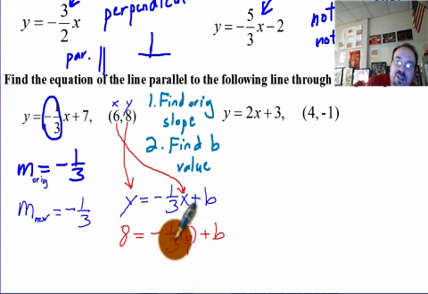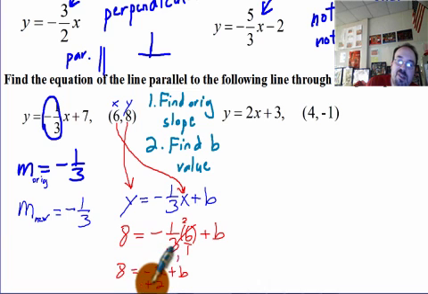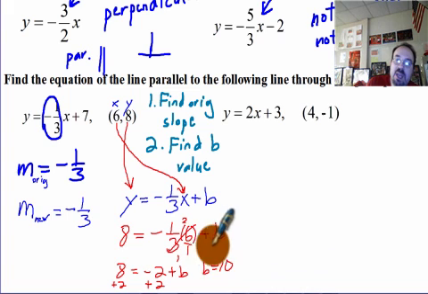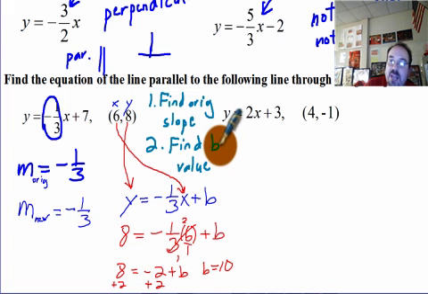If you multiply this out, you could use your calculator if you want. I get 8 equals -2 plus b. If I add 2 to both sides, I get b equals 10. So my y-intercept for my new line is 10.